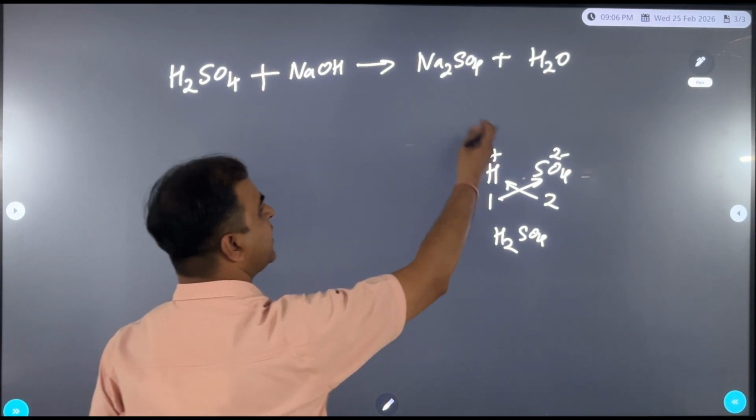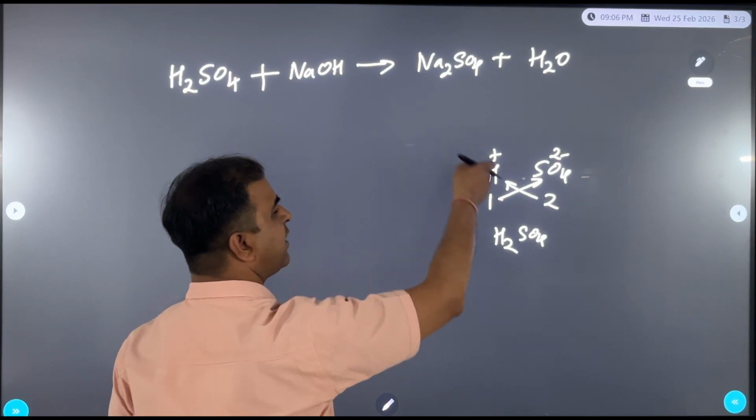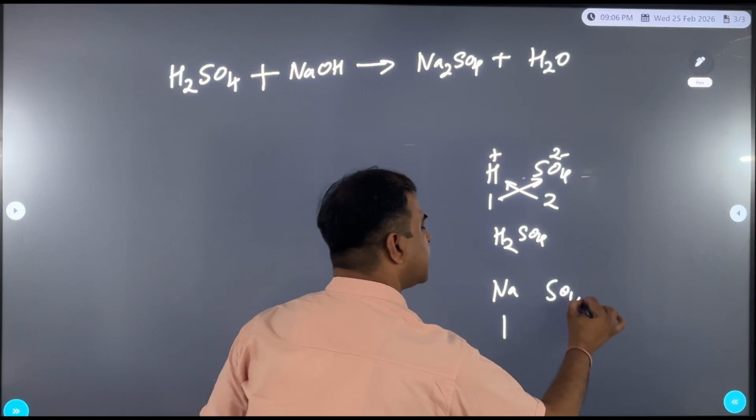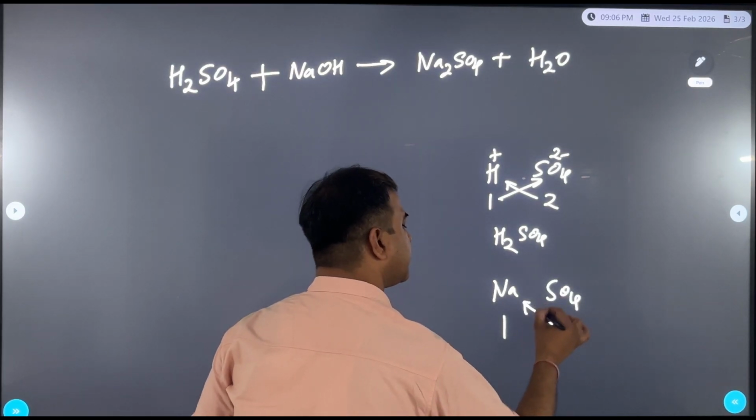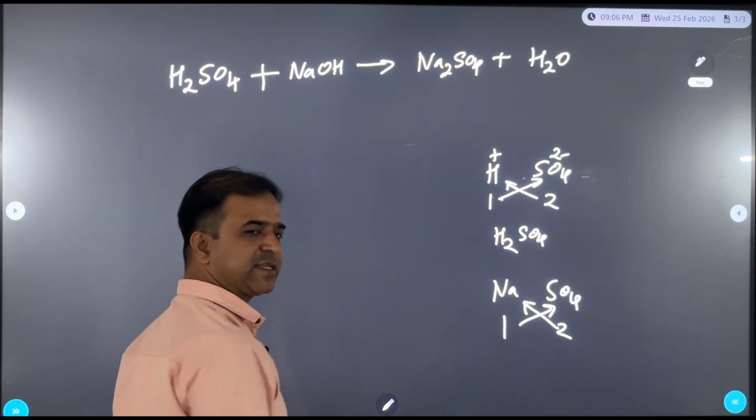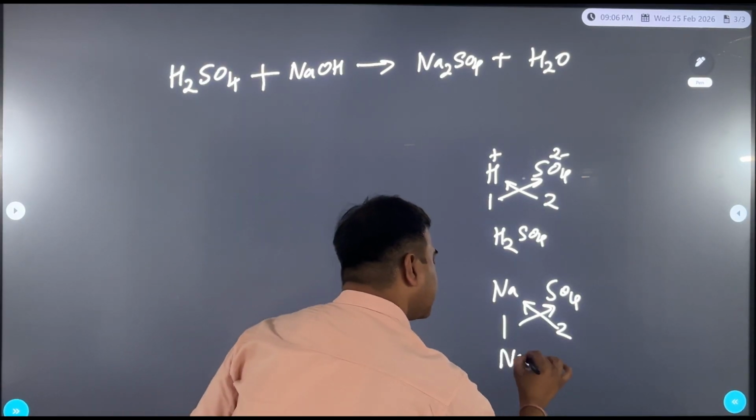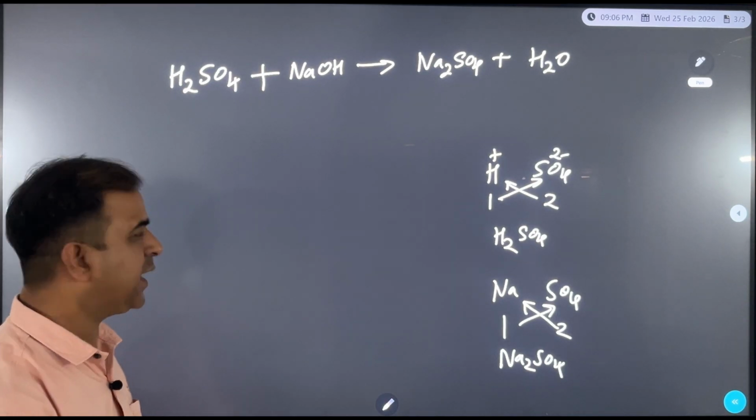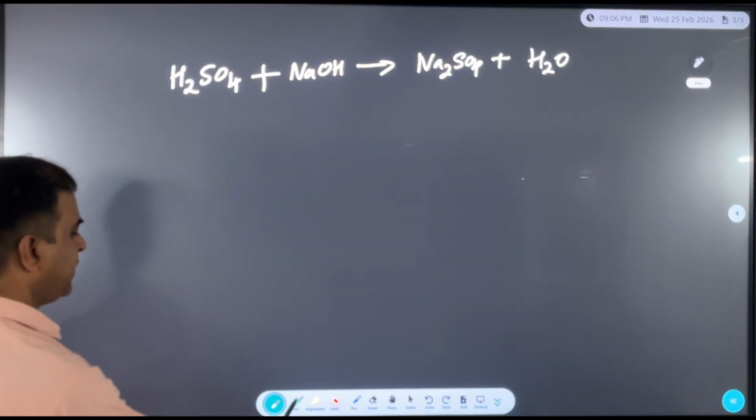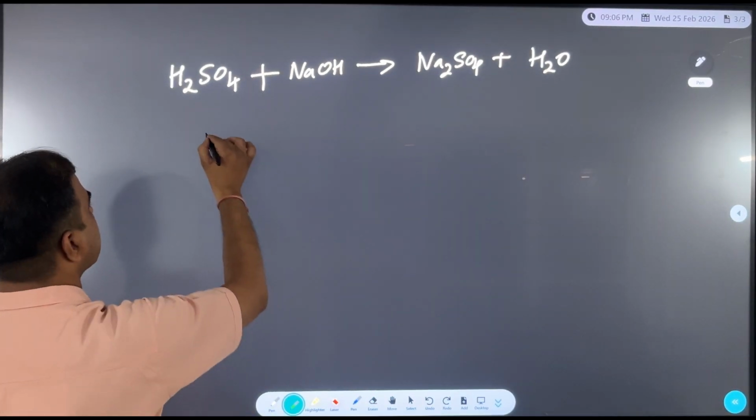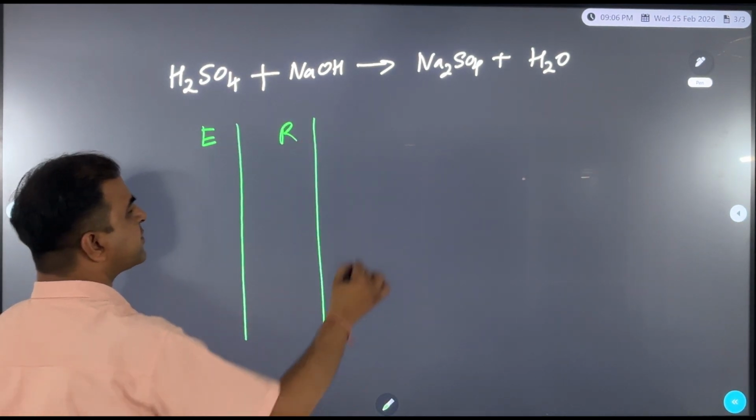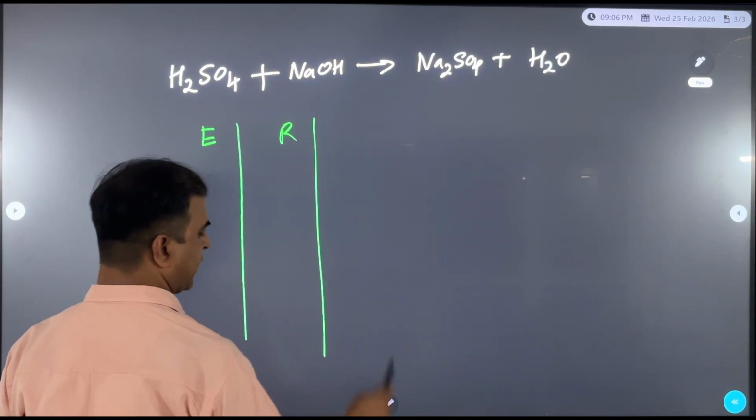Same way, in place of hydrogen you will have sodium. This way it is going to make Na2SO4, sodium sulfate. Okay. How do we balance this? You will write the elements, reactants and product.